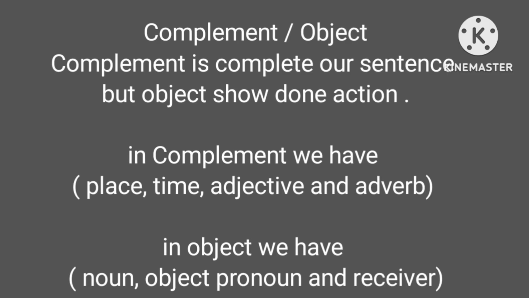Let's talk about the difference between complement and object. A complement completes our sentence, but an object shows who receives an action. In a complement we include place, time, adjective and adverb. But in an object we have noun, object pronoun and receiver. These three. Got it?